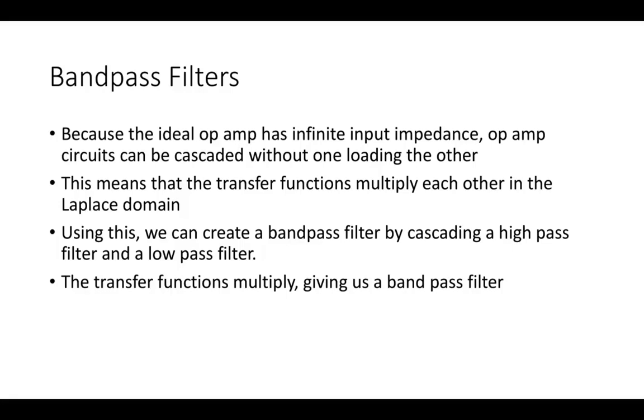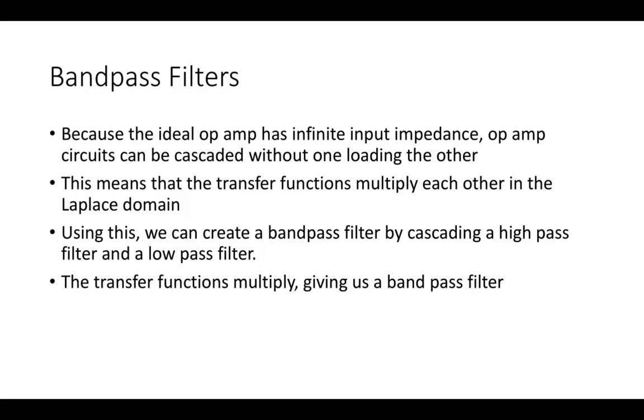In this chapter, we're talking about active filters, and so the bandpass filter will actually be constructed of two op-amp filter circuits that are cascaded with one another. Now, the important thing to remember here is that the ideal op-amp has an infinite input impedance, and so because of that, op-amp circuits can be cascaded without one loading the other. In other words, it's not like if we were to add a bunch of extra resistors and capacitors onto a passive circuit where that would draw additional current.